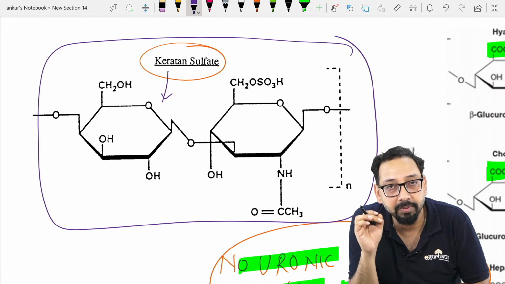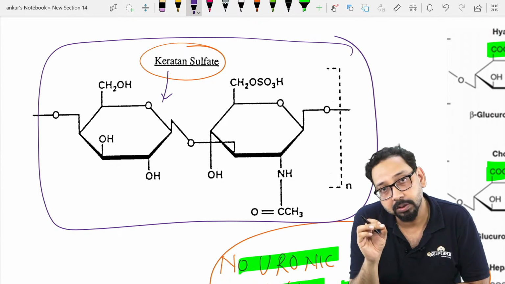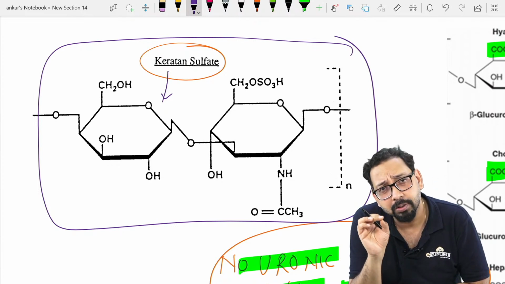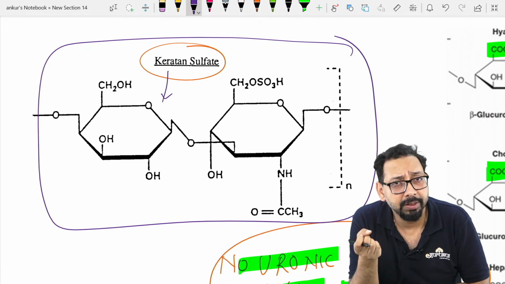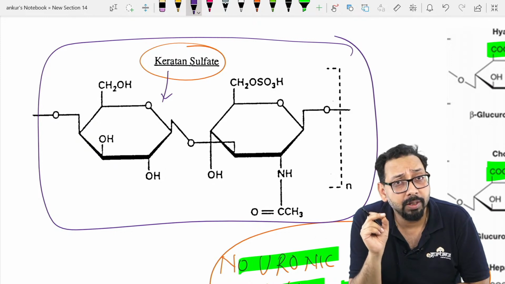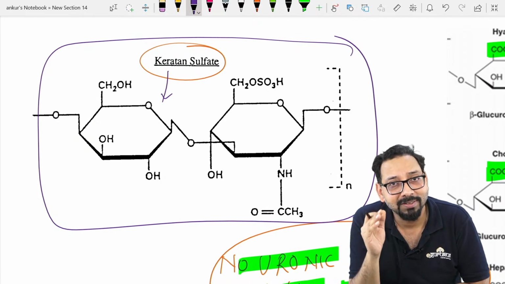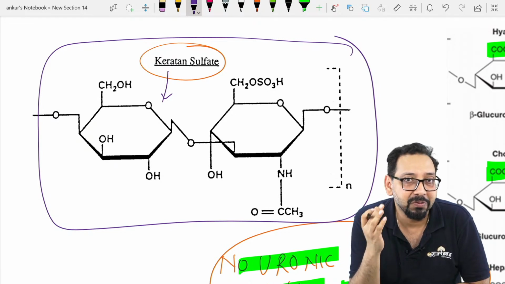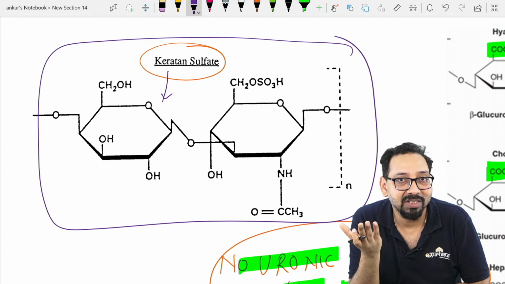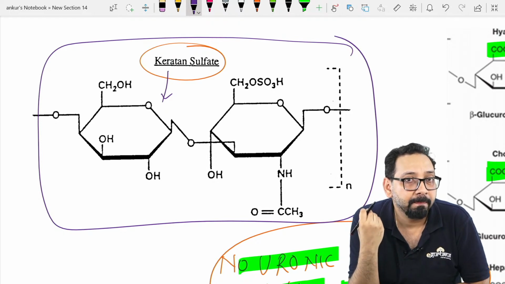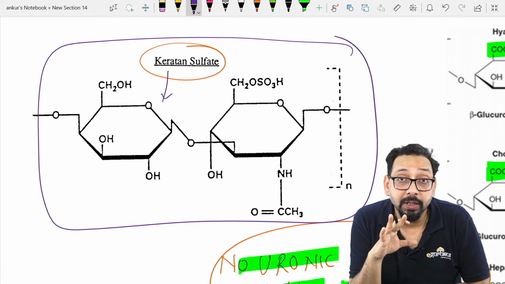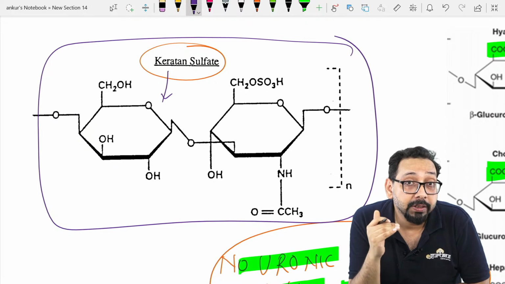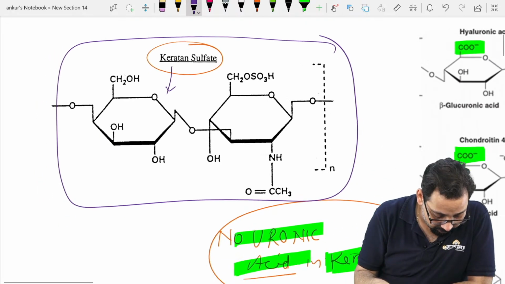So the next question may be a simple conceptual one. You can identify the structure by looking at only one point. First, you will search for sulfate. If sulfate is not there, the answer is hyaluronic acid. Second, you will search for acid. If acid is not there, then it is keratan sulfate. The kerato word is used for cornea, keratoplasty, you must have heard in ophthalmology. So keratan sulfate is present in cornea. A question was asked about the transparency.